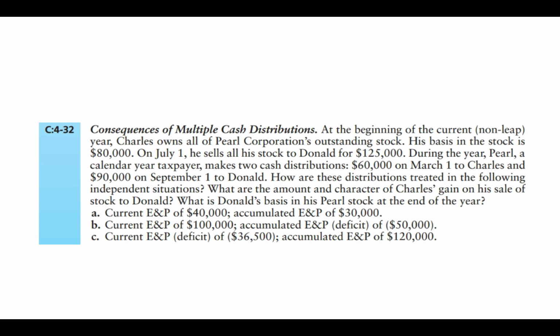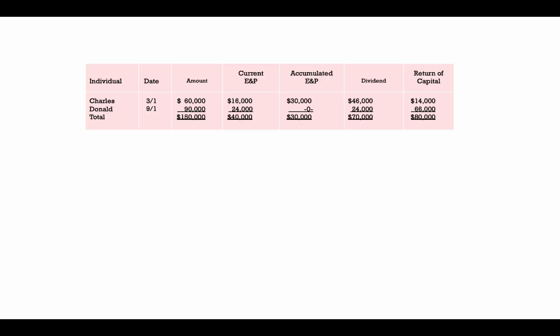Okay, so A, we have current earnings and profits of $40,000 and accumulated earnings and profits of $30,000. Okay, so remember, it's a dividend to the extent of earnings and profits. We have more dividend than earnings and profits here. And we allocate current earnings and profits pro rata and accumulated earnings and profits chronologically.